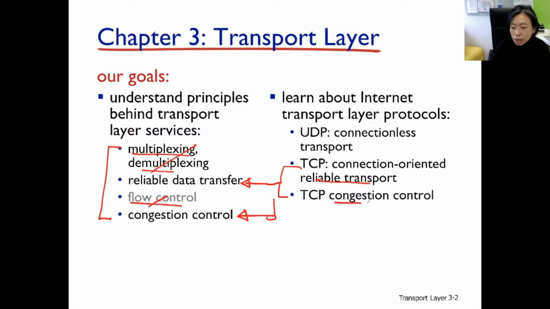Reliable transport, congestion control. Now you can imagine UDP being very simple, right? It's a connectionless transport layer service versus TCP being connection oriented. So in UDP, you don't need to set up something ahead of time before we send data. But in TCP, you need to have a setup process before we begin to send data packets.